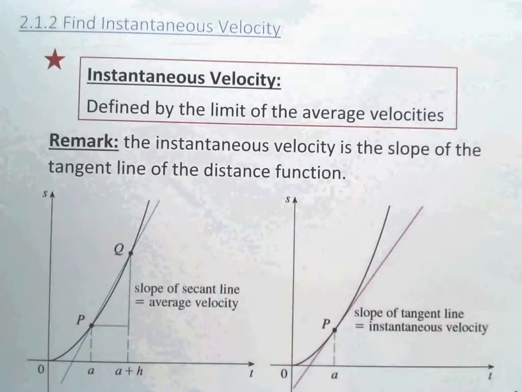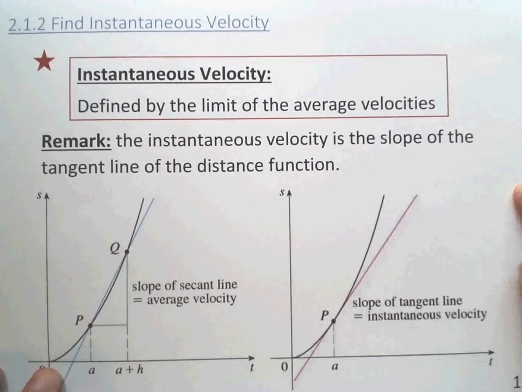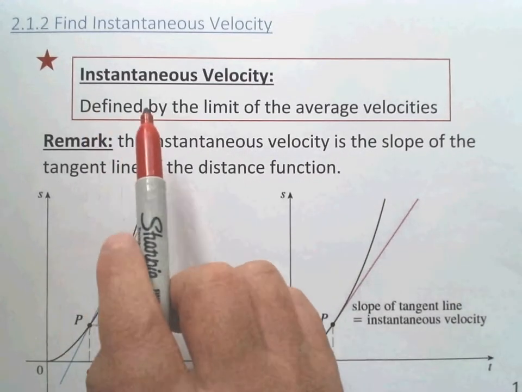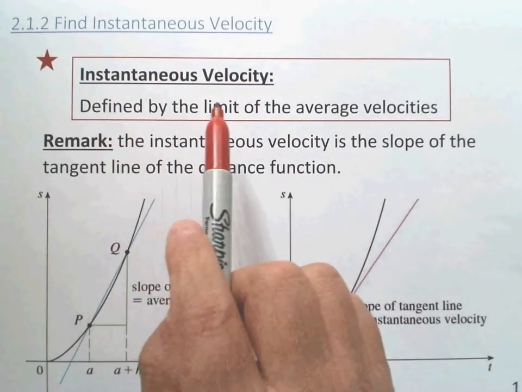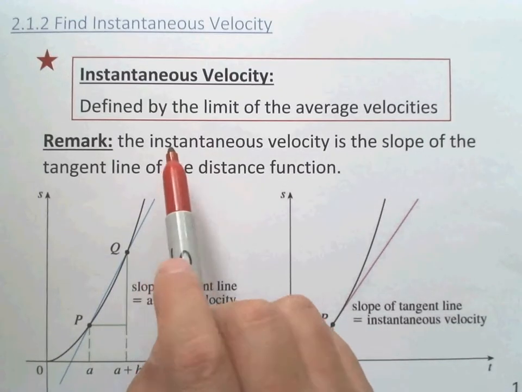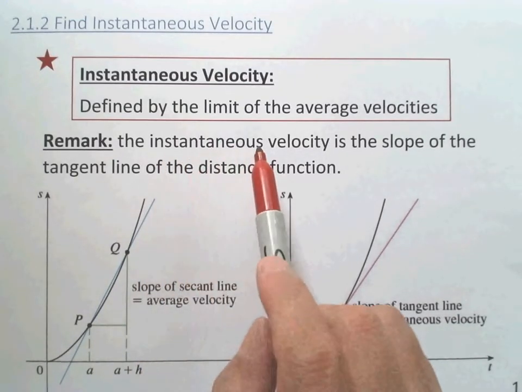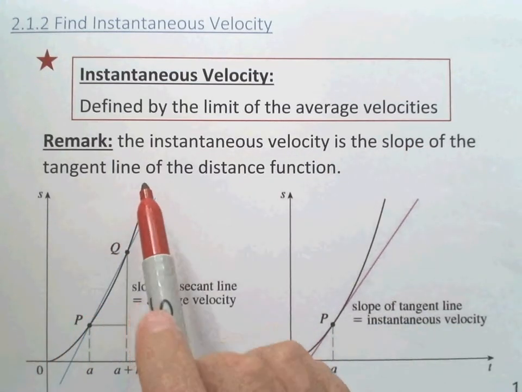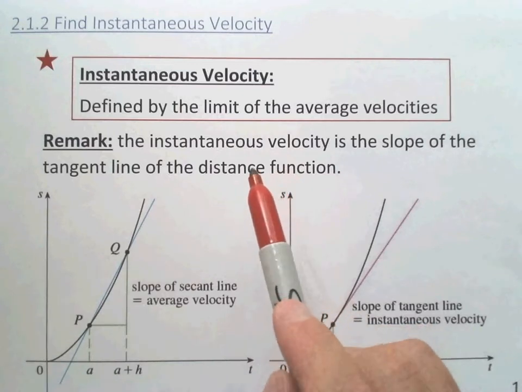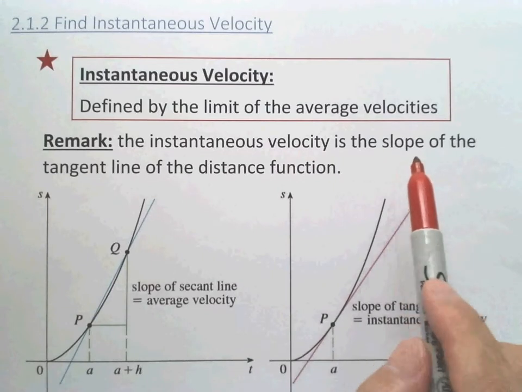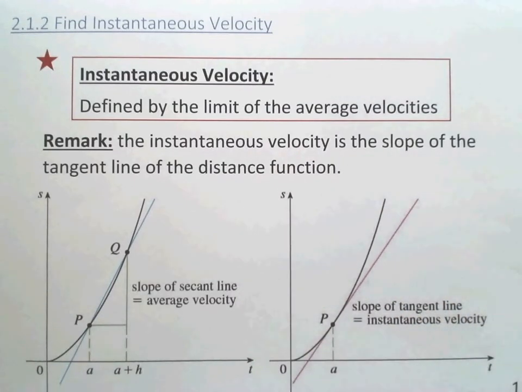So we just say the instantaneous velocity can be defined by the limit of the average velocity, as on the graph I showed you. And we have another way to understand it, which I show as a remark: the instantaneous velocity is the slope of the tangent line of the distance function. Later we will merge this instantaneous velocity with the slope question, so we have the same common format.